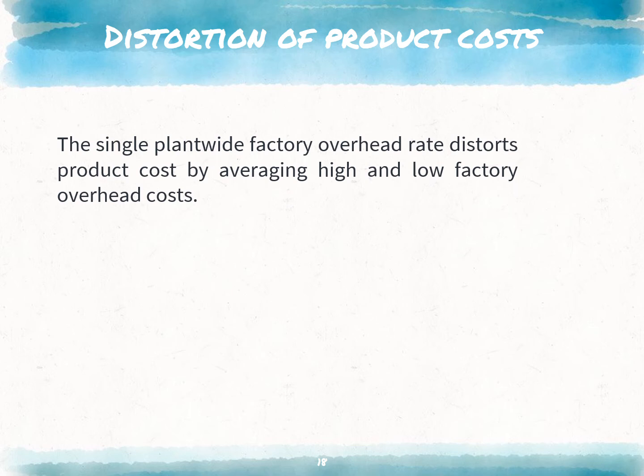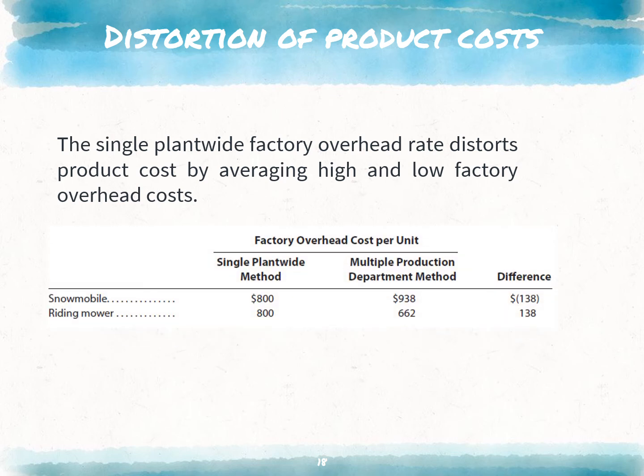The single plant-wide factory overhead rate distorts product cost by averaging high and low factory overhead cost. This can be seen through the differences in the factory overhead cost per unit under the single plant-wide method and the multiple production department method. The single plant-wide factory overhead rate distorts the product cost of both the snowmobile and riding mower. That is, the snowmobile is not allocated enough cost and thus is undercosted by $138. In contrast, the riding mower is allocated too much and is overcosted by $138.